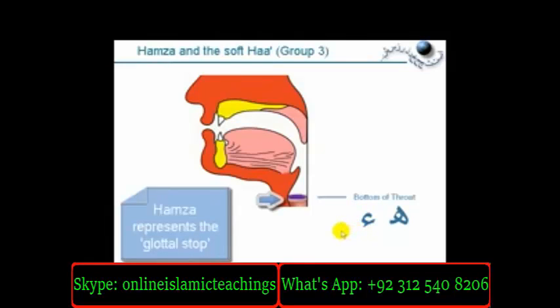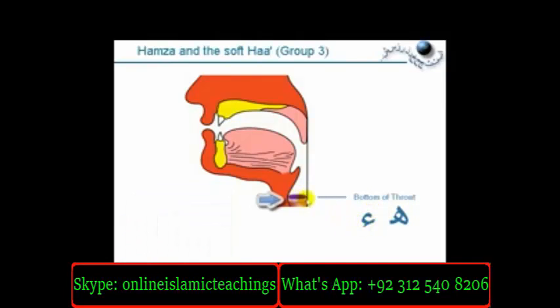However, if you were to say any letter beginning with one of the English vowel sounds, for instance the letter A, if you say it very slowly, you should feel that your throat blocks a tiny bit right at the beginning. That's known as the glottal stop. In Arabic that's represented by the letter Hamza, and that's why it's drawn right at the bottom of the throat. And the small letter Ha, which is a very soft Ha, also originates from the bottom of your throat.